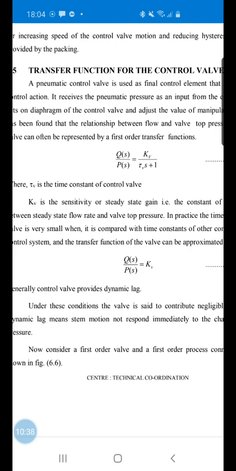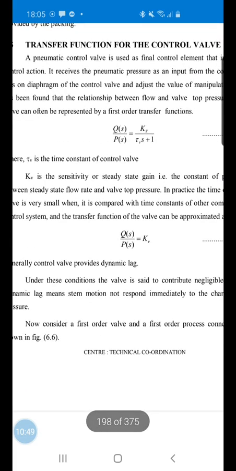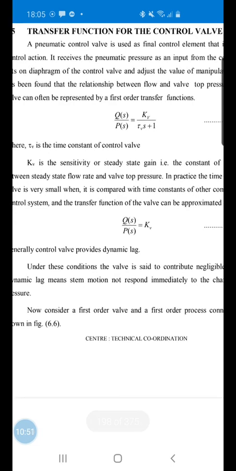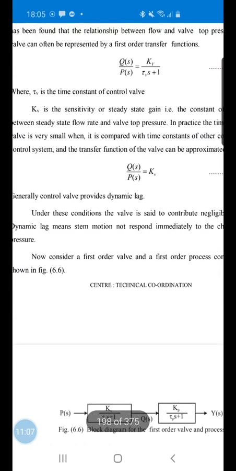Tau V is the time constant for the pneumatic control valve, and in practice this tau V is very small compared to the time constants of the other components of the control system. Therefore the transfer function for the valve is approximated to only Kv, as tau V is very small compared to tau P, which is the time constant of the process. So in this case the control valve is said to provide a negligible dynamic lag.